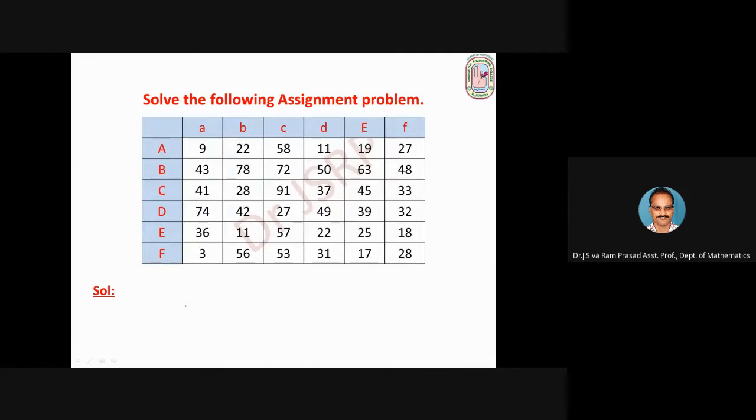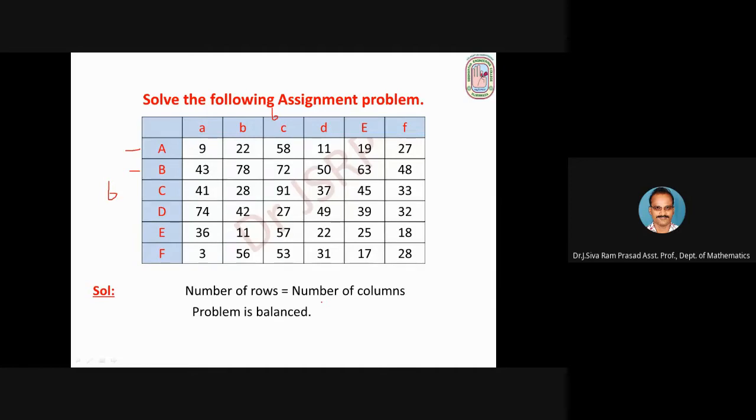First verify whether the problem is balanced or unbalanced. So here number of rows 6 and number of columns also 6. So number of rows equal number of columns. The problem is balanced. So here we use Hungarian method to solve this problem.